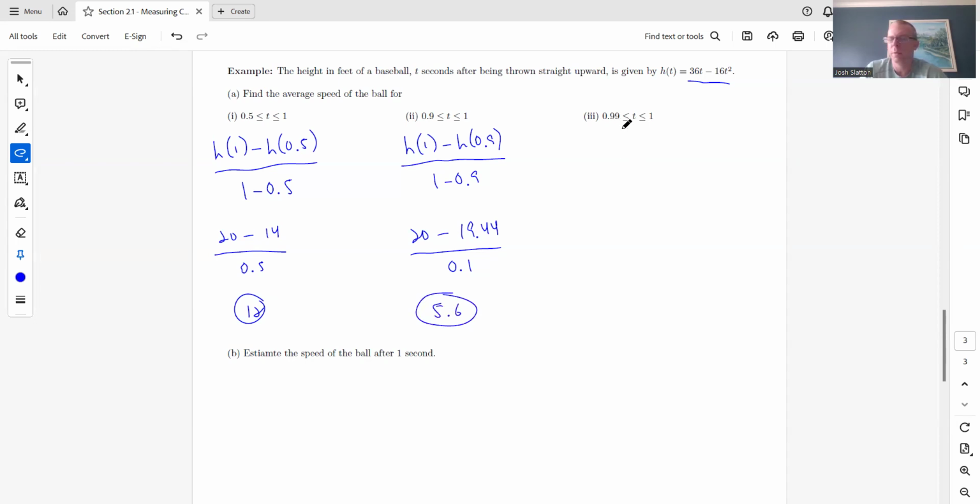And then do the same thing with 0.99. So h of 1 minus h of 0.99 over 1 minus 0.99. We get 20 for h of 1, and h of 0.99 is 19.9584. The difference on the bottom would be 0.01. Figure that out, and we get 4.16.